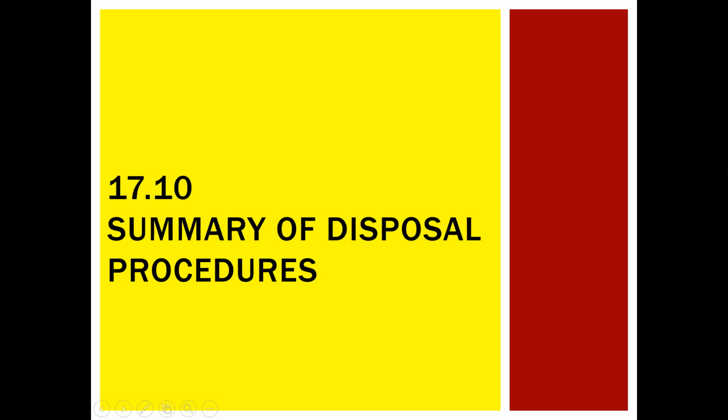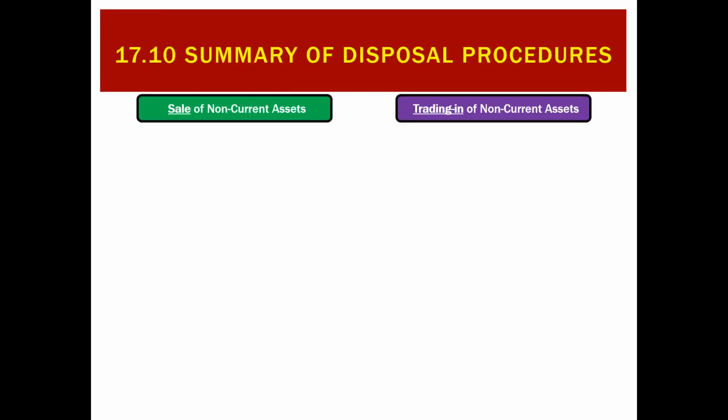So when we dispose of a non-current asset, whether we sell it or trade it in, there are a lot of steps to remember in this chapter. So what we might do is try and summarize them by comparing the two procedures and then looking at what they have in common, because that'll help us save some time.